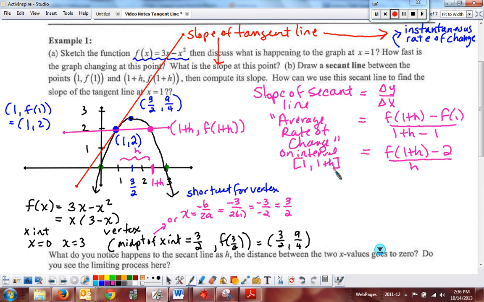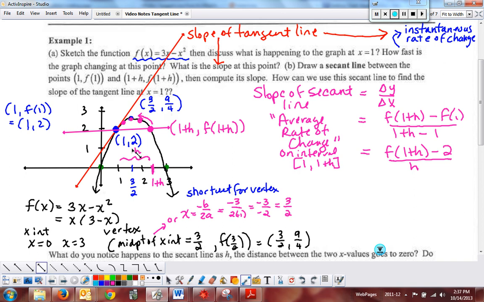Now I want to be able to use this slope of the secant line to find the slope of the tangent line, and ask the question of how can we do that? Well, what if I start letting this point right here move along the curve closer to the point 1, 2. So we'll move it here, we'll move it a little closer, maybe a little bit closer.